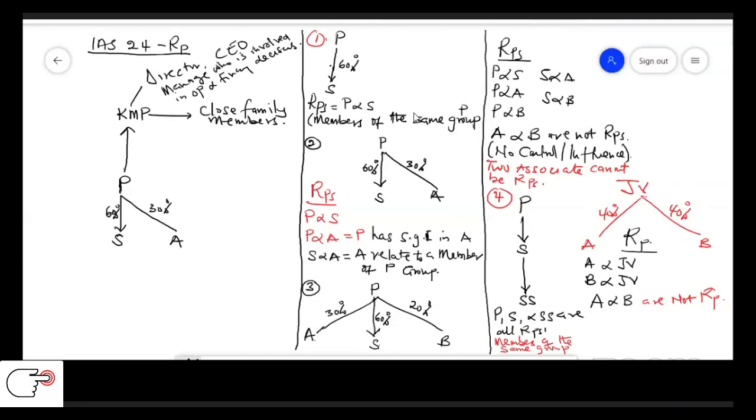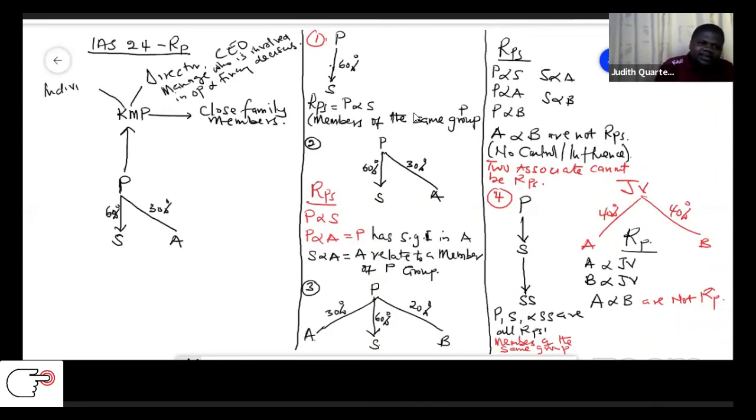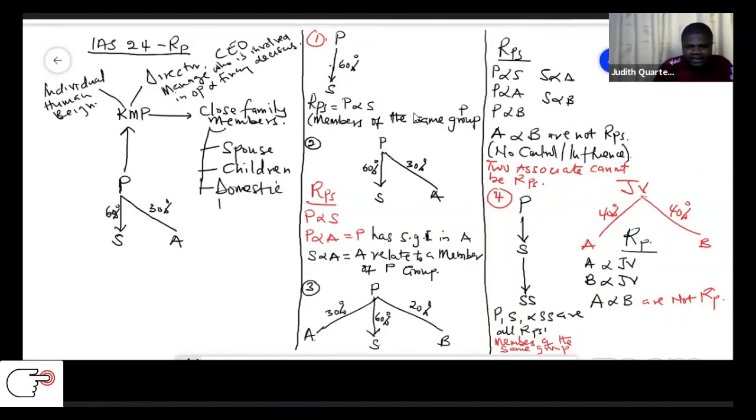Okay. Thank you. Now, this key management personnel is a related party to P. But the key management personnel is a human being. This man is an individual. He's not a robot. Because he's a human being, he has family members. Not all the family members are regarded as related parties. Only the nuclear: the spouse, the children, and what you call domestic partner.